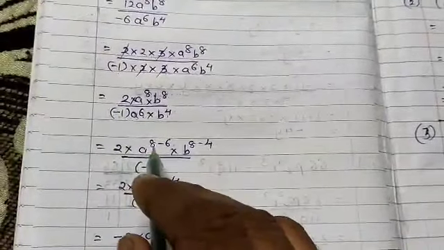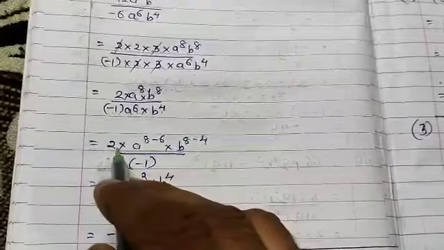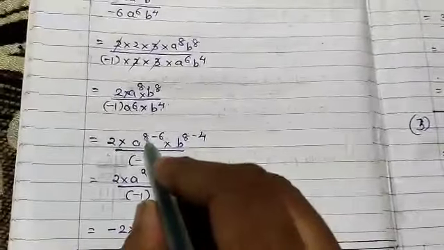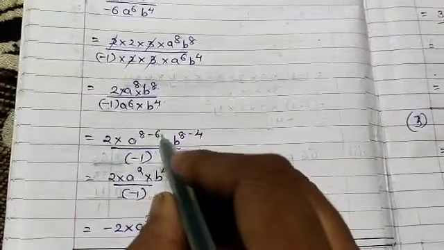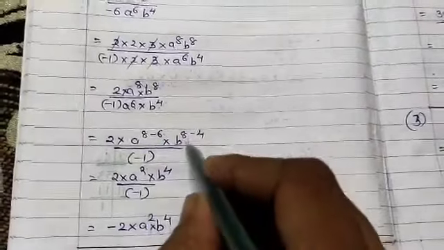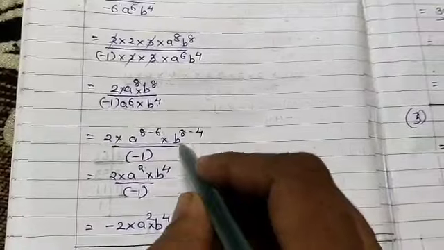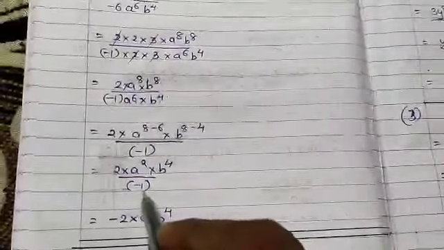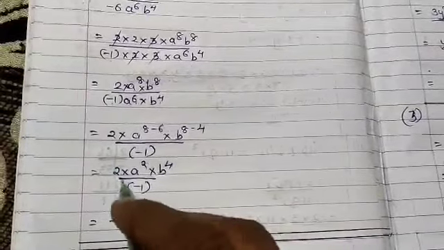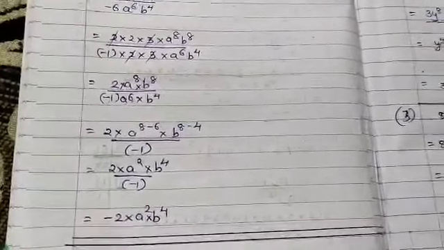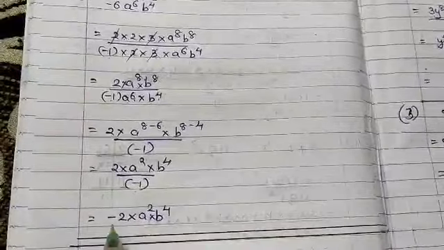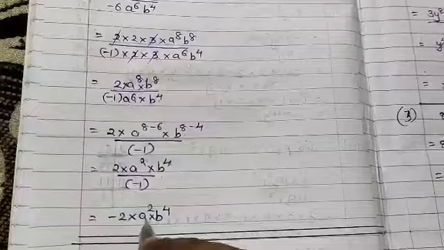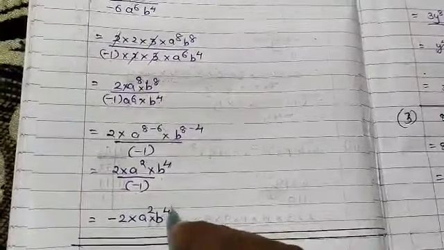Then subtract the powers, as per the rule, as we all know, that 2 into a raised to the power 8 minus 6 gives a raised to the power 2, and b raised to the power 8 minus 4 gives b raised to the power 4 divided by negative 1. Means whenever any digit is divided by negative, its value is always negative. That is 2a square b4 will become negative 2a raised to the power 2 b raised to the power 4.